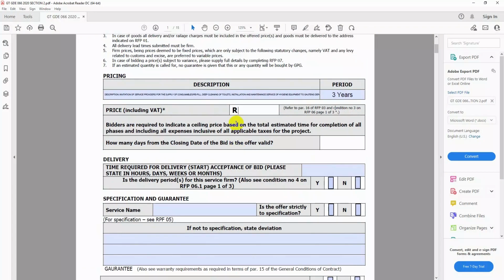So we'll come back to this page. Usually we skip this page, then we'll come back to it, because this page is where you need to put your final price of everything that is needed here, including everything that is needed for 3 years, and then including the VAT. So you will put the main price there.